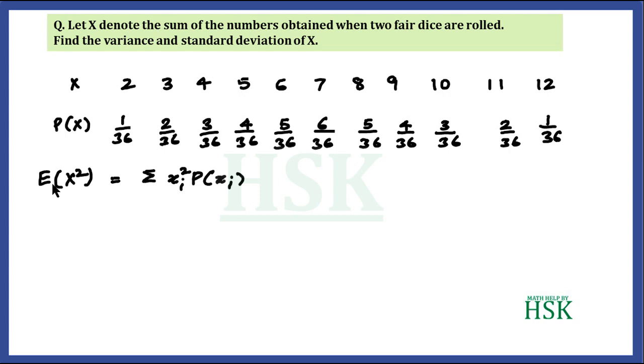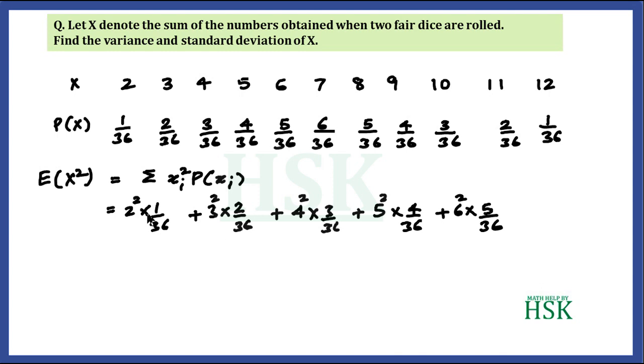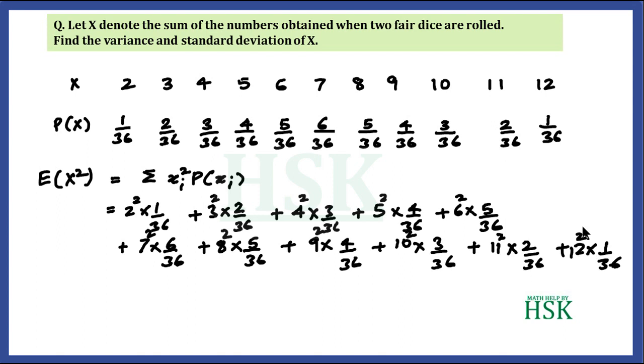Now we require the value of E of x squared, that is the summation of the product of the square of the random variable into its probability. So this would be equal to 2 square into 1 by 36 plus 3 square into 2 by 36 and so on up to 12 square into 1 by 36. So you can easily see what we have done.